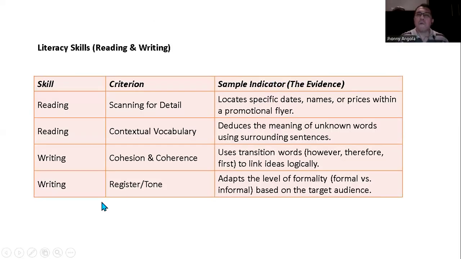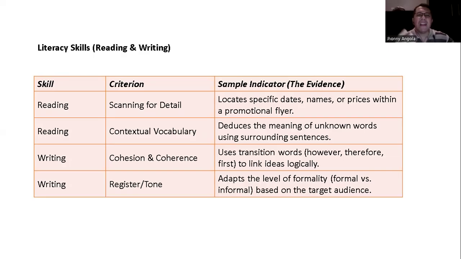Now, for reading and for writing, there is a good relationship between reading and writing and listening and speaking, right? Criterion: reading, scanning for details. I don't know if you remember the strategies for reading and comprehension, scanning and skimming. This is scanning for detail: locate specific dates, names or prices on a promotional flyer. Yes. Reading, contextual vocabulary, a vocabulary according to the content. That could be the other expression used as a criterion. Deduce the meaning of unknown words using surrounding sentences.